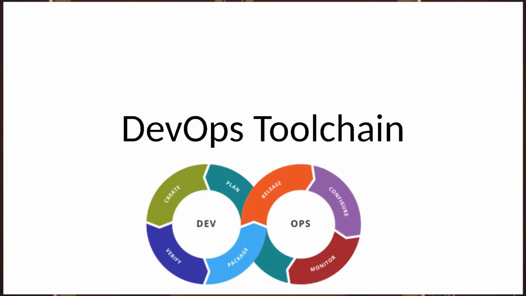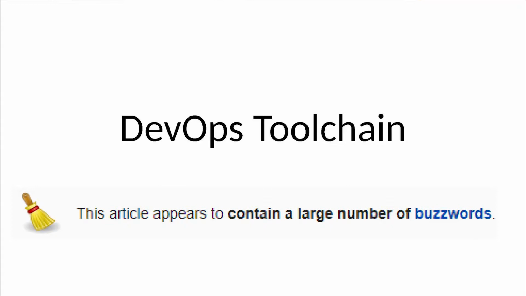The examples tend to come from the right side of the diagram, since that's the world I live in most of the time. I found it amusing that the Wikipedia entry for DevOps toolchain is flagged for excessive buzzwords. So we can talk today about how some of those buzzwords derive from the vocabulary of functional programming.